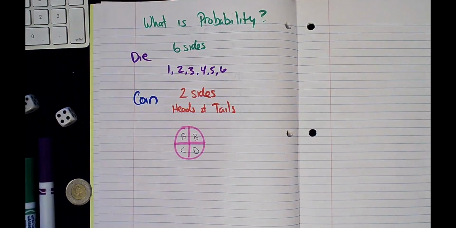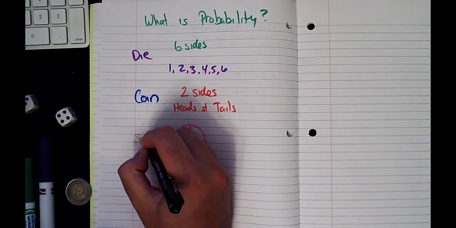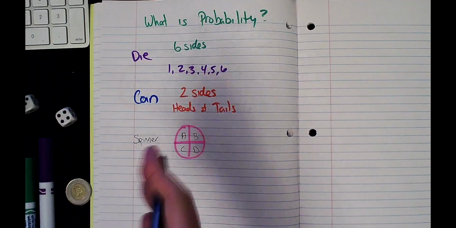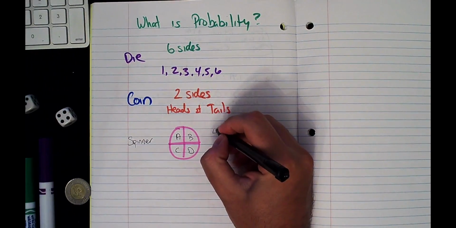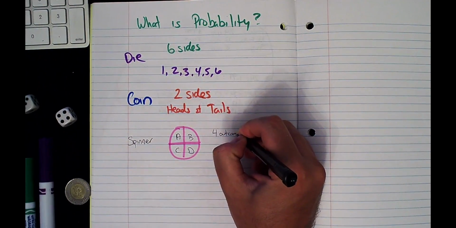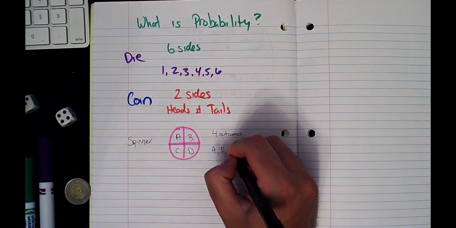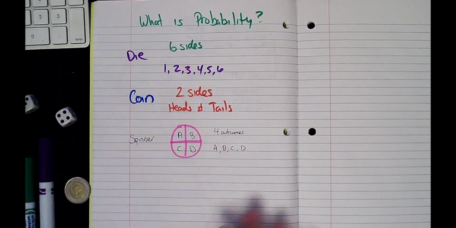Here's an example of a spinner. Okay. And this spinner is broken up into 4 equal parts. So there are 4 outcomes, as we can see here. And the outcomes would be A, B, C, and D.